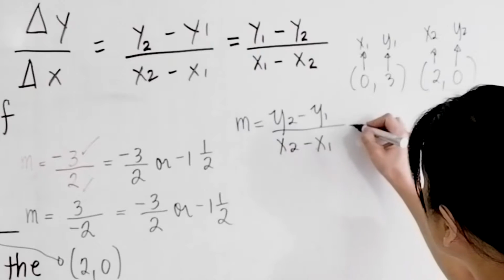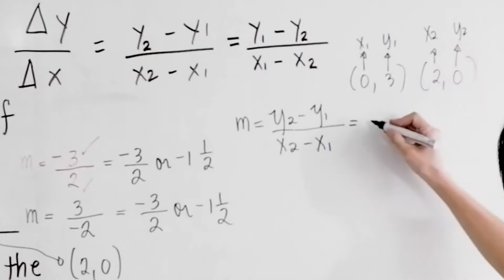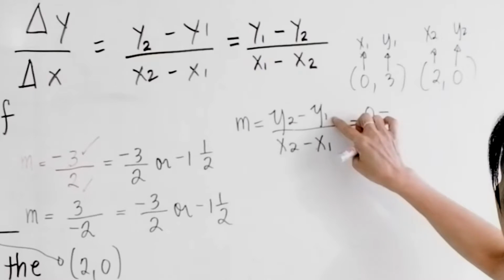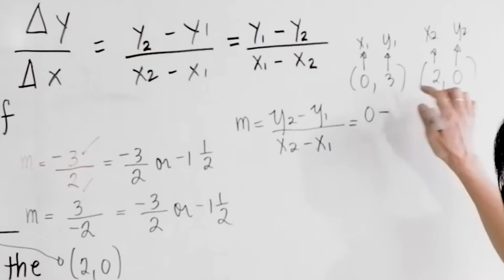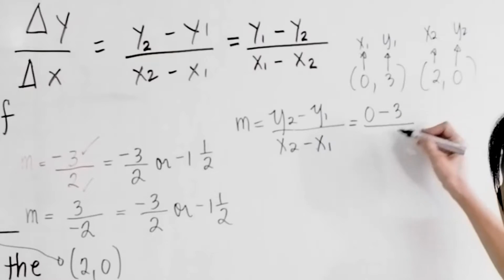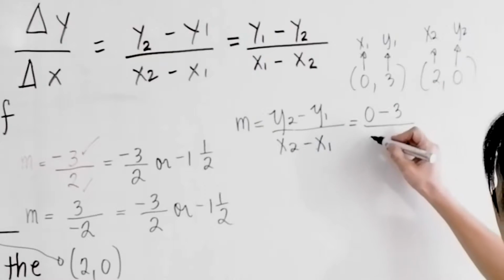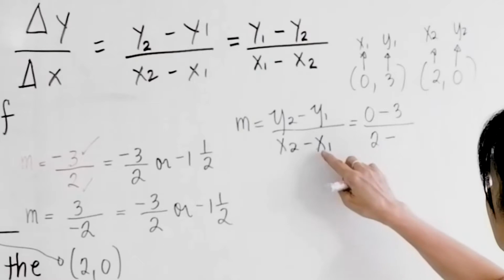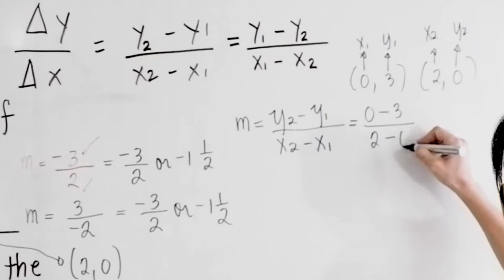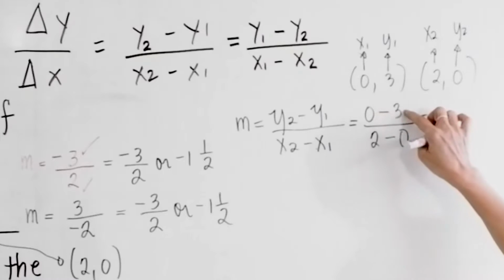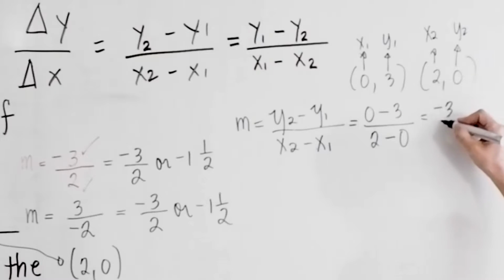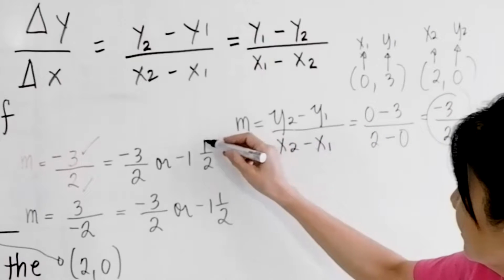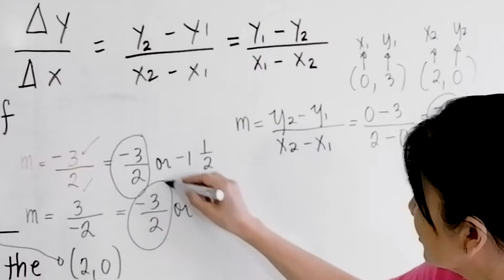Then plug in the values here. You can have here y sub 2, which is 0, minus y sub 1, 3, over x sub 2, 2, minus x sub 1, 0. So 0 minus 3 is negative 3 over 2 minus 0 is 2. See, you're getting the same answer.